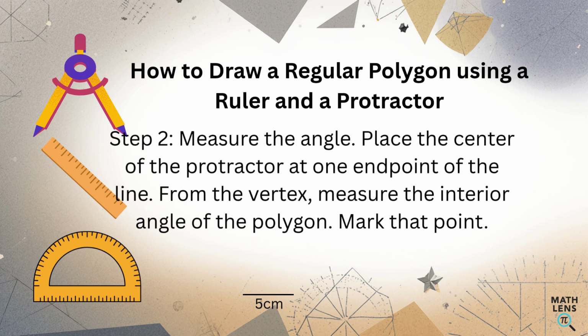Let's move on to step 2. Place the center of your protractor right at one endpoint of the line. From the vertex, carefully measure the interior angle of the polygon using your protractor. Mark that point clearly.